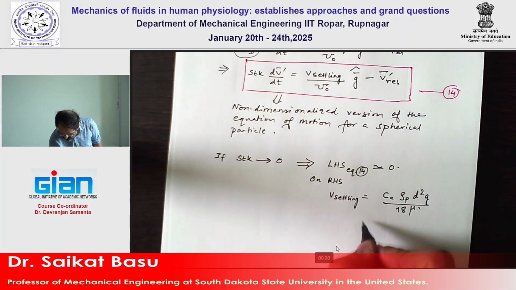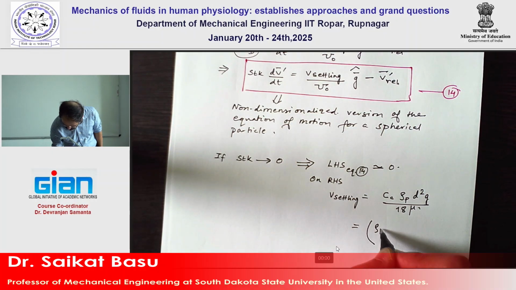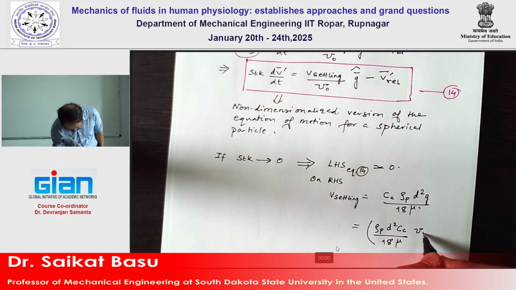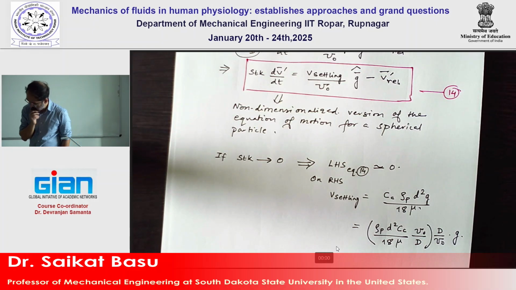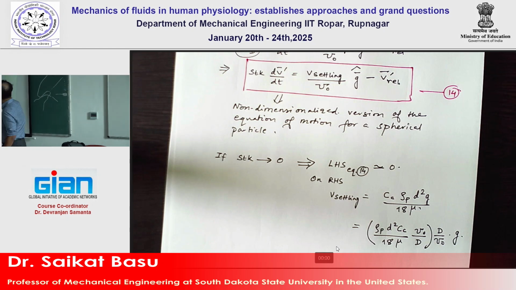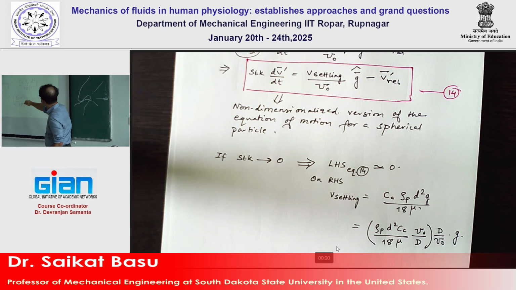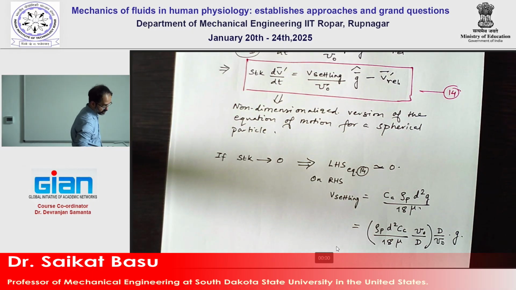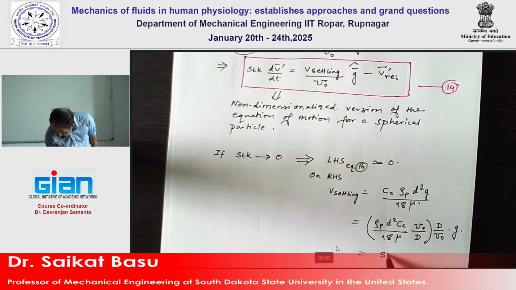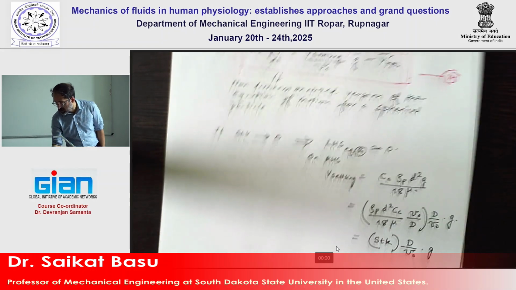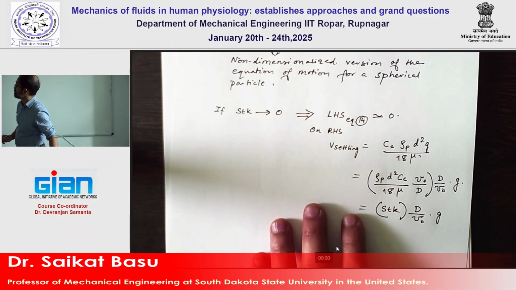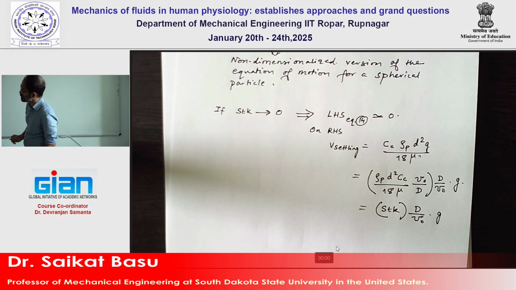So if I write this as rho p d square Cc over 18 mu times u naught over d times d over u naught times g. So basically, we have brought in this term. The rest is same as what we had, the g and the u. So this becomes the Stokes number now times d over u naught times g. So if that is the Stokes number, then that implies that if Stokes number is going to 0, this is going to 0 as well.